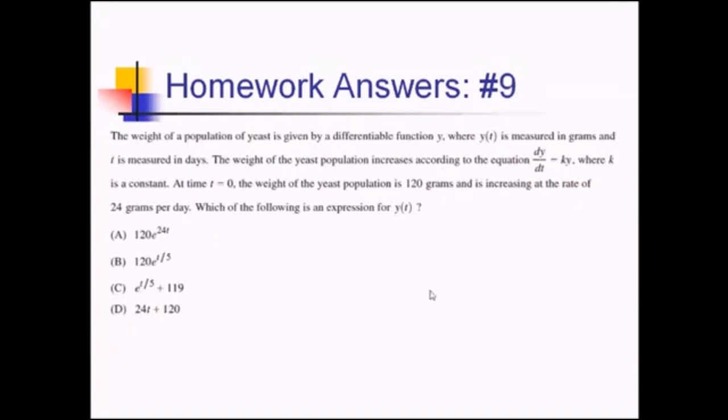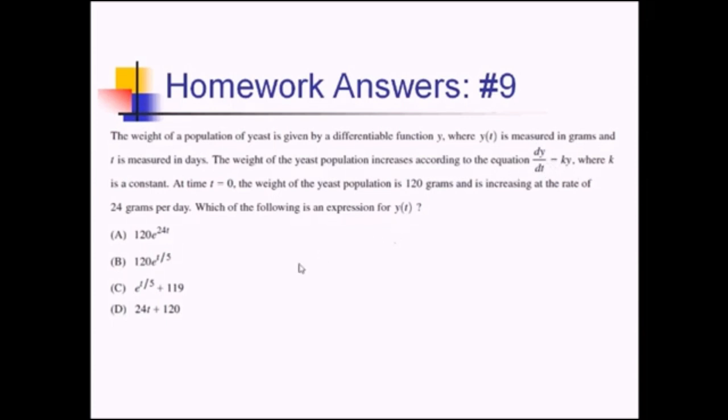For number 9, we have the weight of a population of yeast given by y, measured in days for t, and the weight is increasing according to this differential equation, dy over dt equals ky. And k, of course, is a constant. So given that at time 0, the weight of the population is 120 grams, and increasing at a rate of 24 grams per day, we want to know which expression could represent that original function. So right away, when I see this differential equation, I'm thinking, yeah, this is going to be exponential growth.